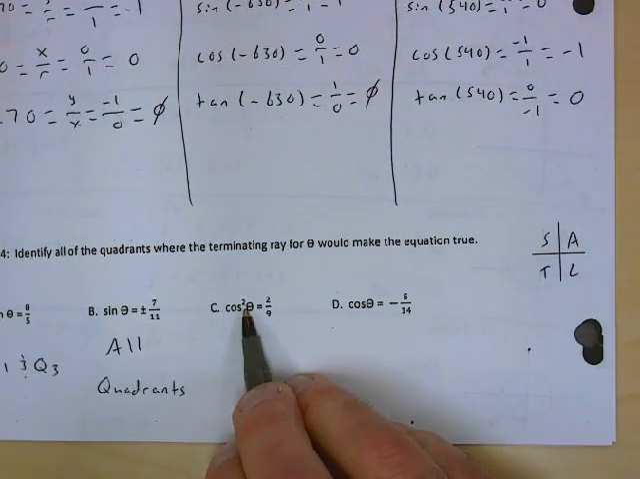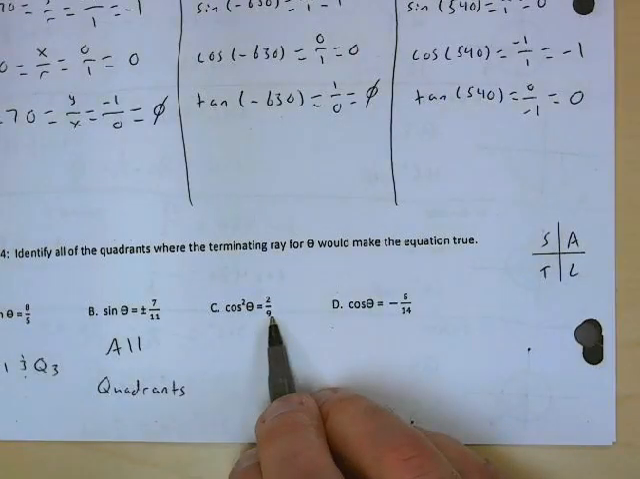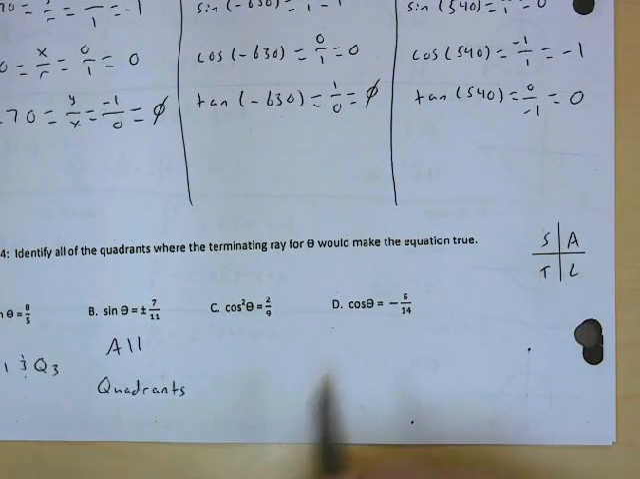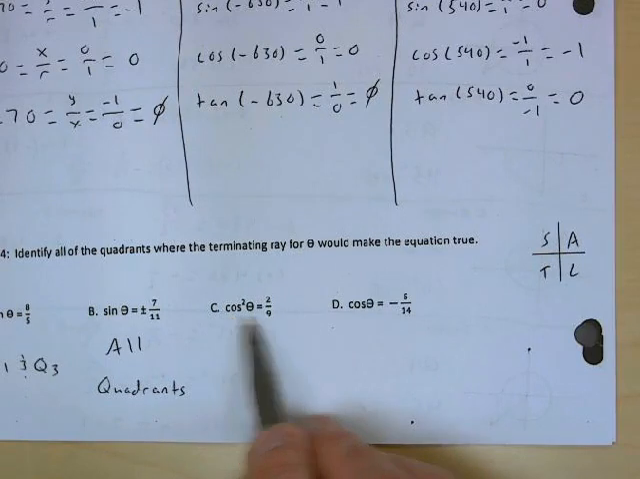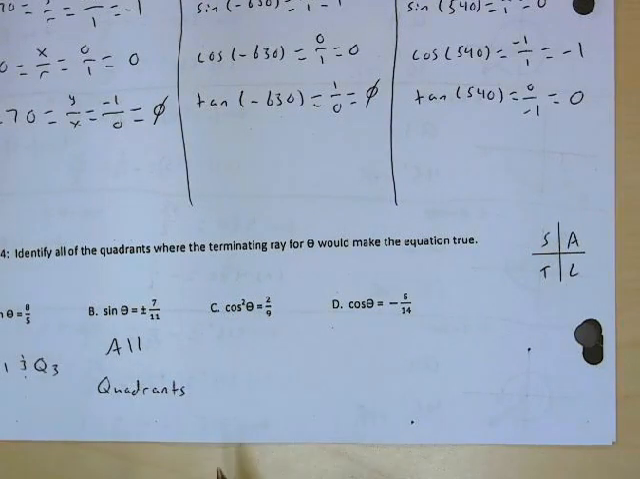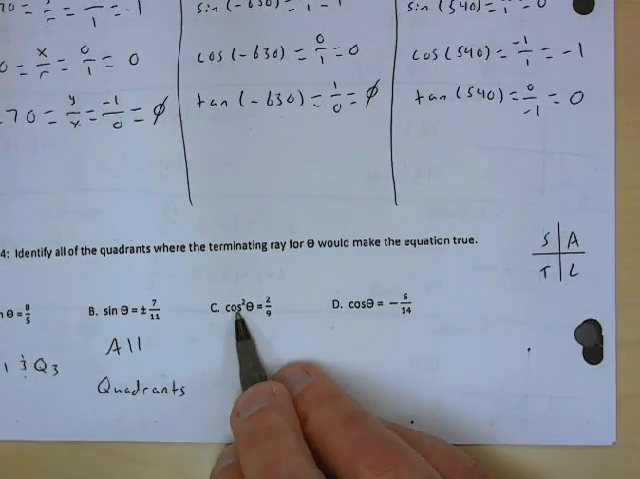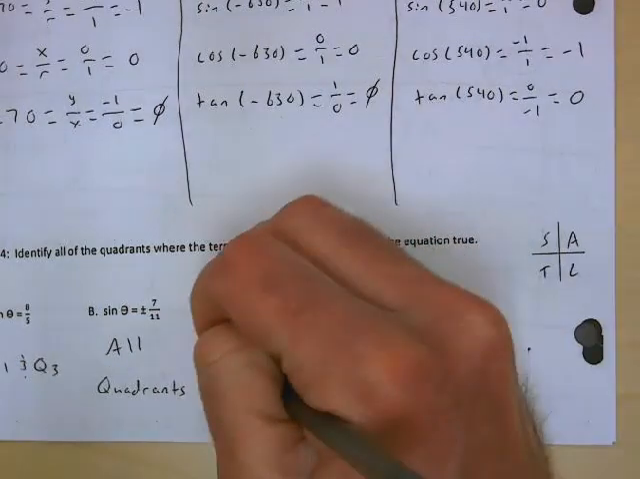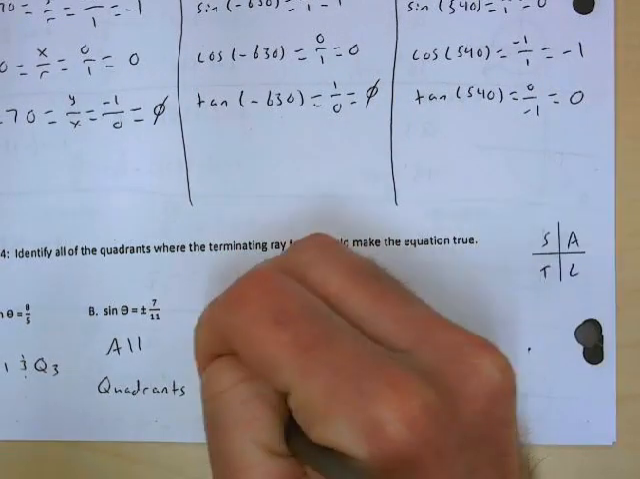Where is cosine squared equal positive 2/9? Okay. Now the tricky part here is I'm going to take my answer and square it, and then get positive 2/9. So what squared is positive? Well, either a positive or a negative. So this one, again, a little tricky, but since it's squared, this one is also all quadrants. Because it can start off negative, and then when you square it, it's going to be positive.